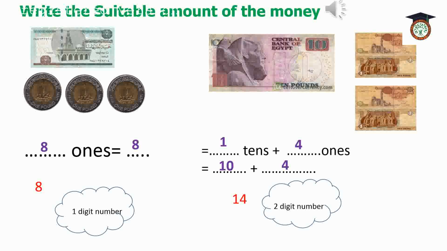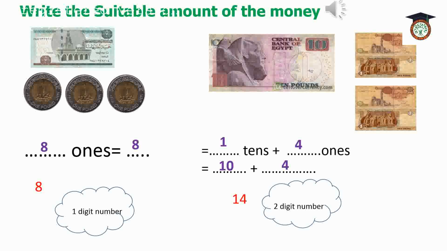How many tens? We have 1 ten. After 10, 11, 12, 13, 14. So how many tens do we have here? 1 ten. And how many ones? 4 ones. 1 ten equals 10, and 4 ones equals 4.